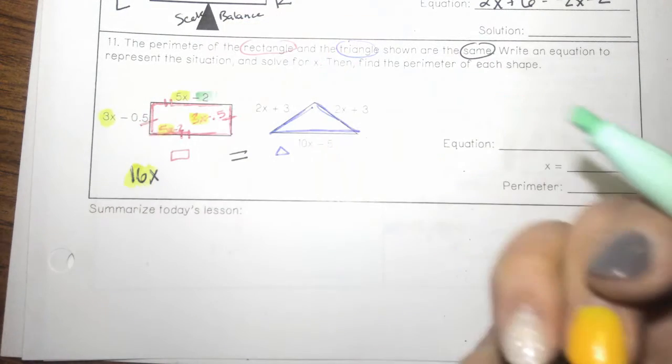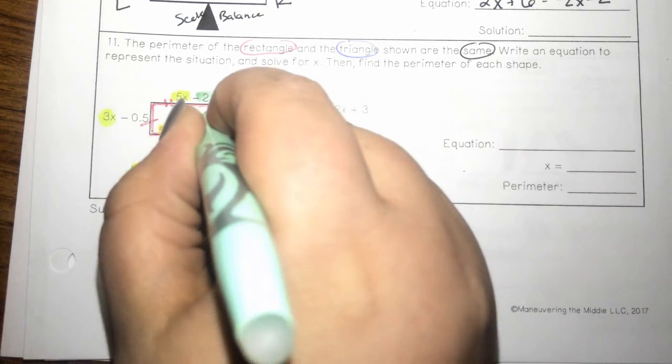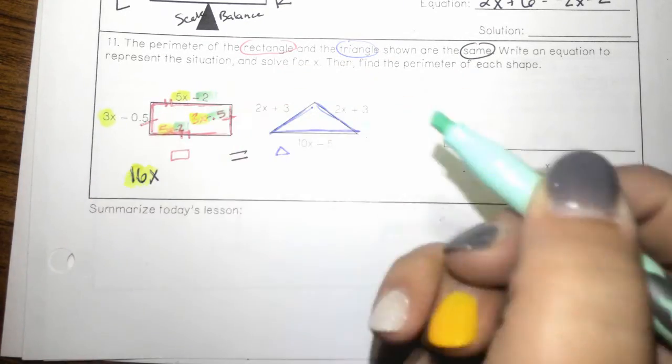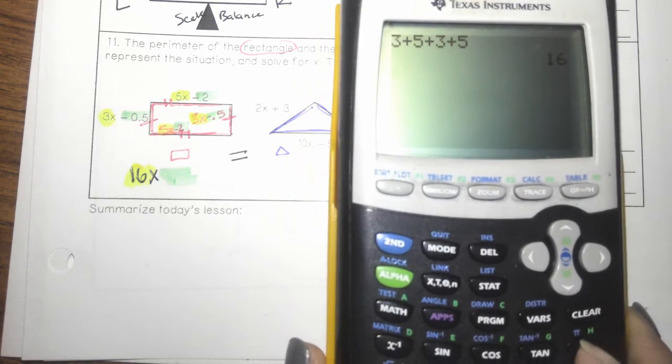Let's turn that light off again. I've got 16x, and then I also have some constants on that side. We've got a minus 2, minus 0.5, minus 2, minus 0.5. So I've got my variable terms and now my constants. Bear with me just in case the calculator doesn't show up very well.